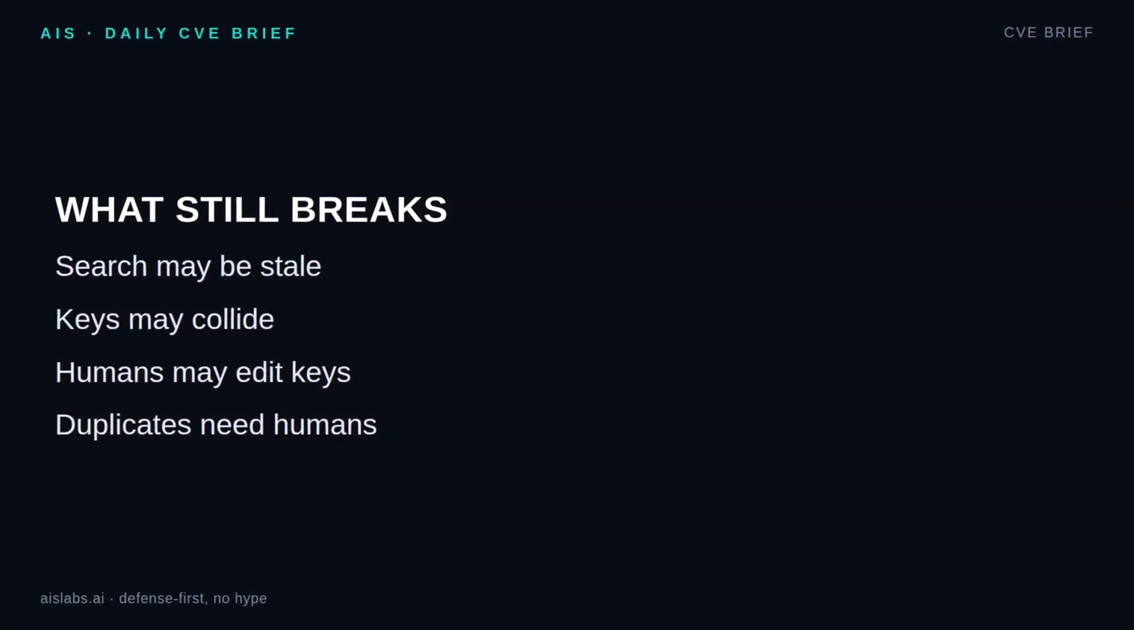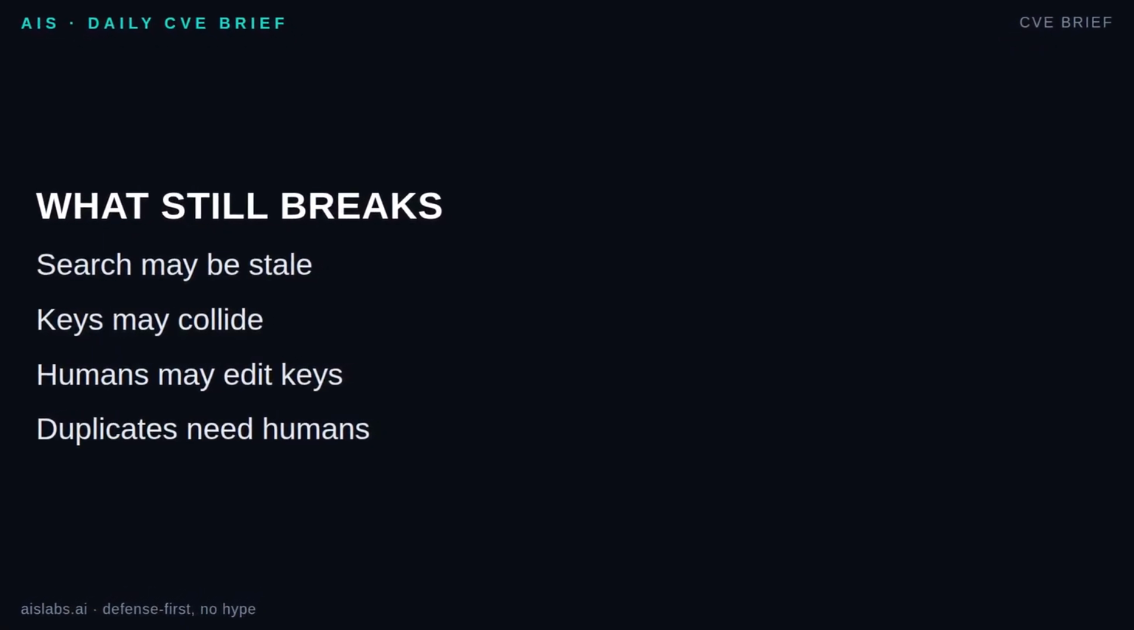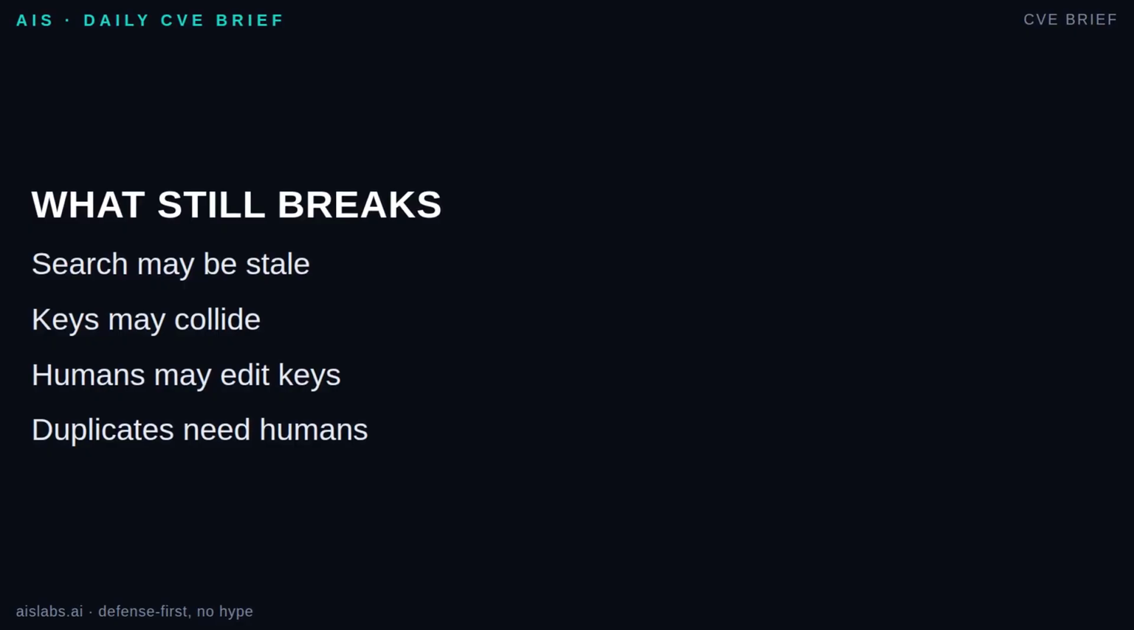This is not magic. Search indexes can lag, especially in ticketing and chat systems. That is why the second write attempt is a budgeted exception, not an infinite retry. Operation keys can collide if they are too vague, so include the project, the task, and the intended result, not just bug report. Humans can edit the created object and remove the key. Mitigate that with hidden metadata when the platform supports it, and visible metadata when it does not.